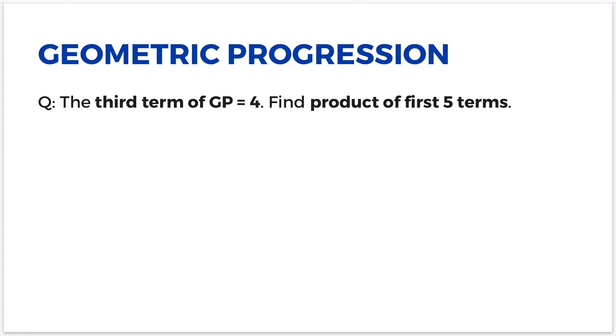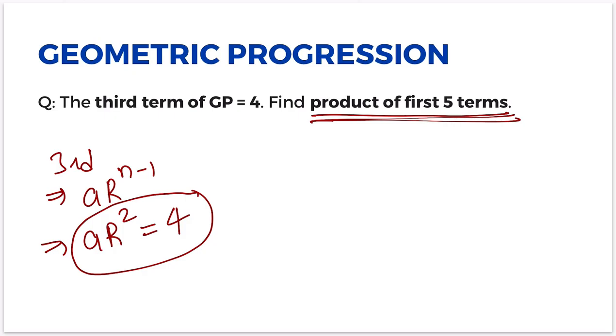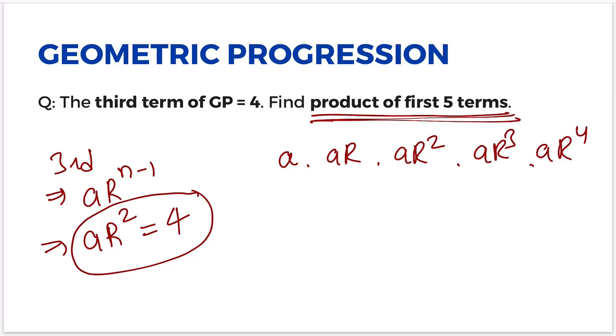Next question. The third term of a GP is 4. How do you calculate the third term? a r raised to power n minus 1, or you can say a r square is 4. This is given to us. Give me the product of the first 5 terms. Product of the first 5 terms. This is not a sum. So the first 5 terms will be a r square, a r cube and a r to the 4, and so on. So they want the multiplication of all 5 terms.